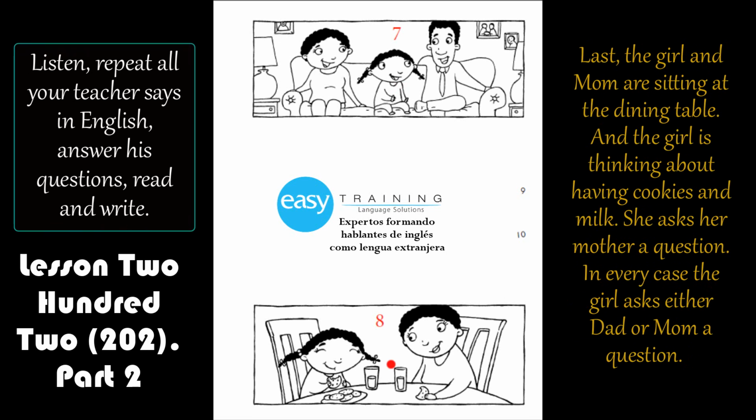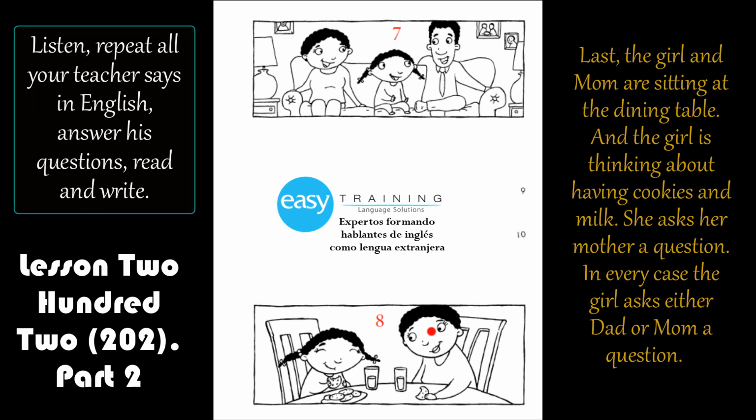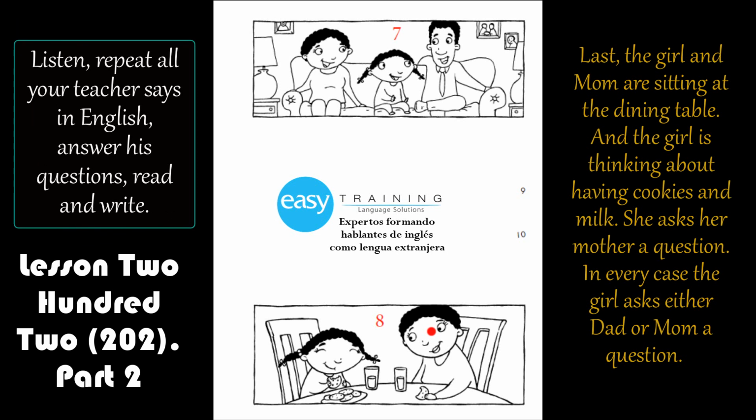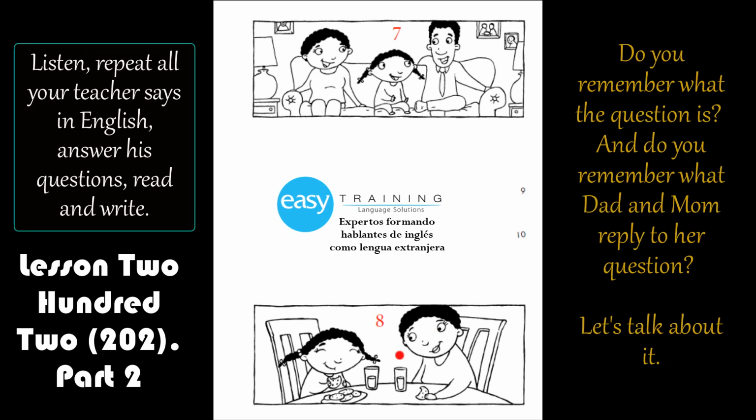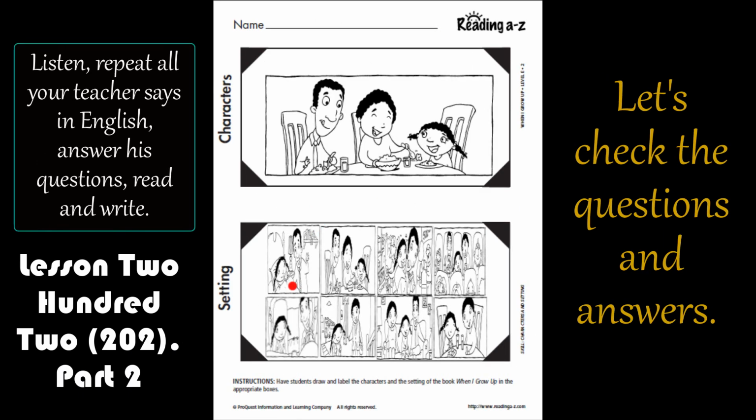Last, the girl and mom are sitting at the dining table. And the girl is thinking about having cookies and milk. She asks her mother a question. In every case, the girl asks either dad or mom a question. Do you remember what the question is? And do you remember what dad and mom reply to her question? Let's talk about it. Let's check the questions and answers.